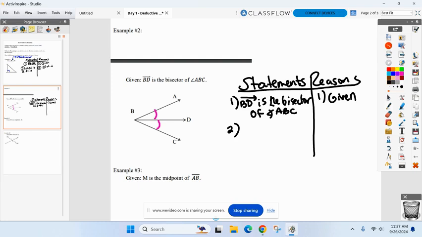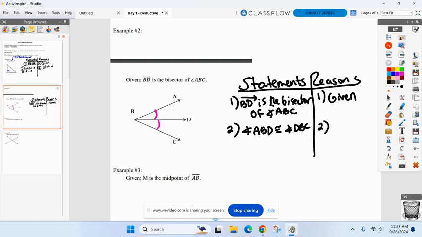Next, Jude. Angle ABD and angle DBC. Equal with a tilde. Congruent. Yeah, which is just congruent, just like saying it out loud. So the next statement is what you marked on your diagram. Angle ABD is congruent to angle DBC.